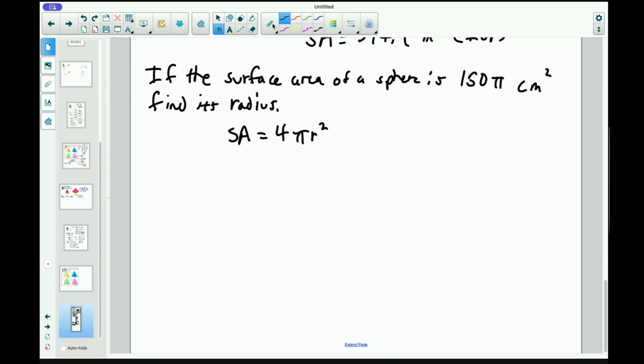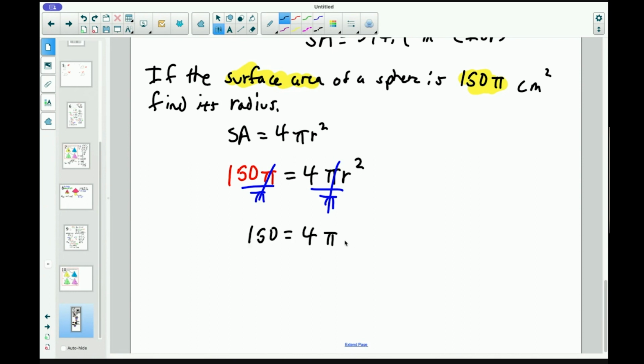We are given the surface area, right? The surface area is simply 150 pi. So what I'm going to do is substitute in that 150 pi on the left-hand side, and that's equal to 4 pi r squared. I can actually divide out pi on both sides, so I get rid of the pi's on both sides. And I get 150 is equal to just 4r squared.